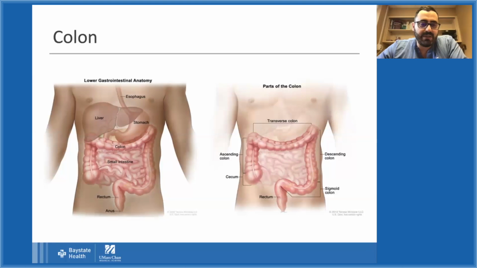What's the colon? The colon is basically a hollow tube-like organ, and it's the last part of the GI tract, or the gastrointestinal tract. It connects to the small bowel over here, and then it connects to the anus on the other end. It has several parts: the cecum, the ascending colon, transverse colon, descending colon, sigmoid colon, and rectum.